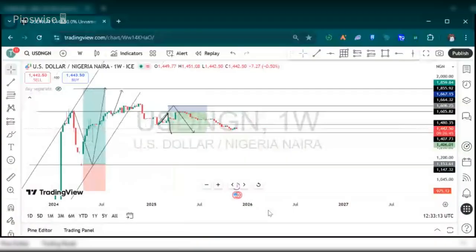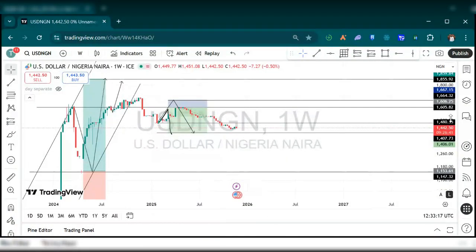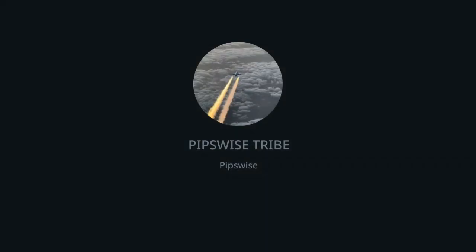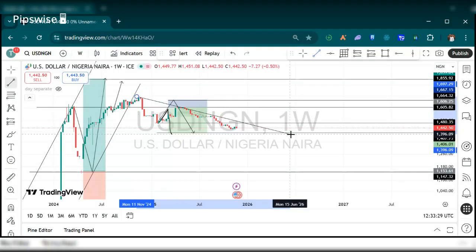What am I expecting? With what I'm seeing right here, there's actually a change in trend, a change in momentum already. And you can see the movement going like this. So obviously, there's a high chance we'll see more drop in our chart. So let's see.